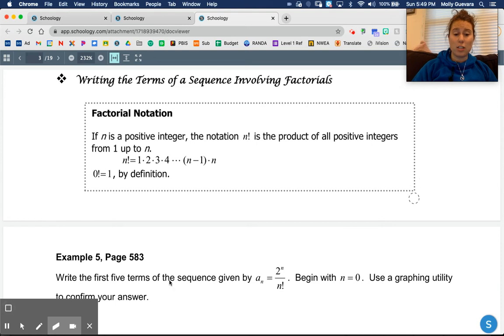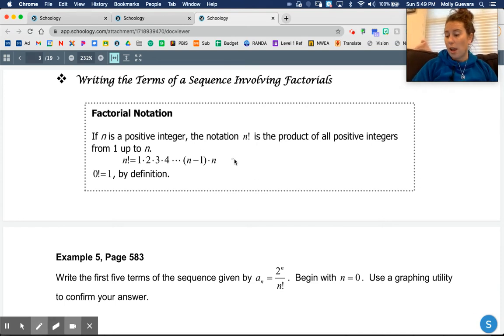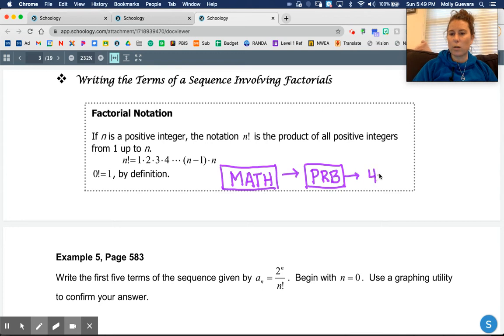So there is a way to do this on your graphing calculator. If you go to the math button, and then you go to the right where it says probability, PRB, scroll to the right to get to probability, and it's option number 4, which is the factorial. And that will allow you to enter factorial into your calculator. So let me show you what that looks like on the calculator real quick.